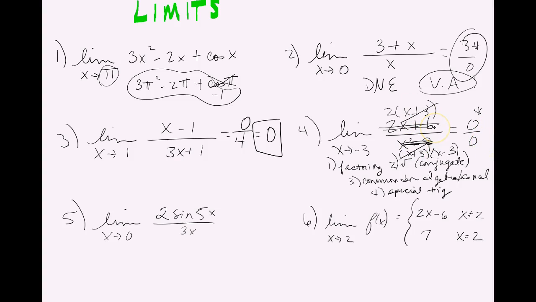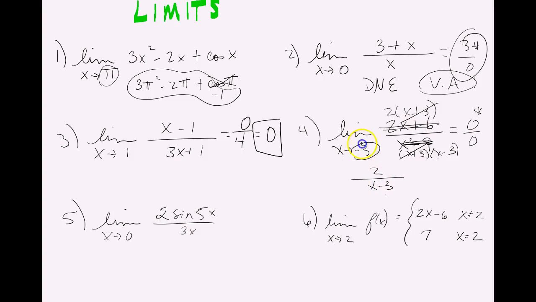Something's going to cancel, and then what that allows you to do is it allows you to take the leftovers, which in this case, the leftovers are, I'm out of room, I got to erase, it's 2 over x minus 3. Now try plugging in that number, and sure enough, you're going to get a real answer. And we're good to go. That's going to be the limit, okay?